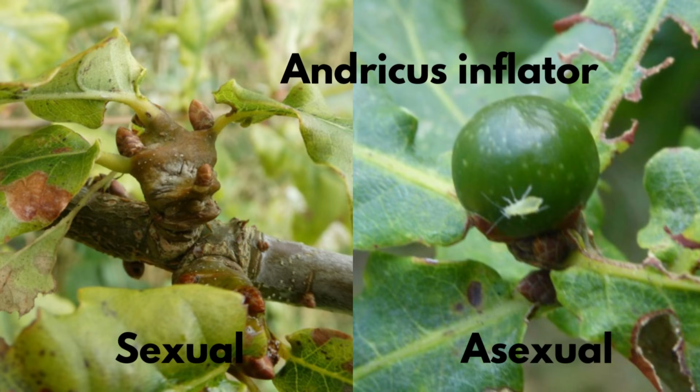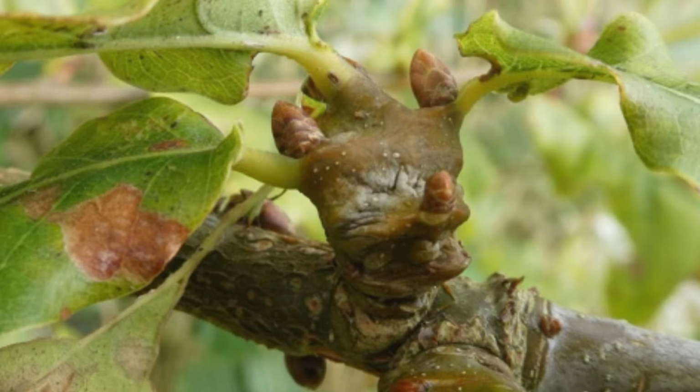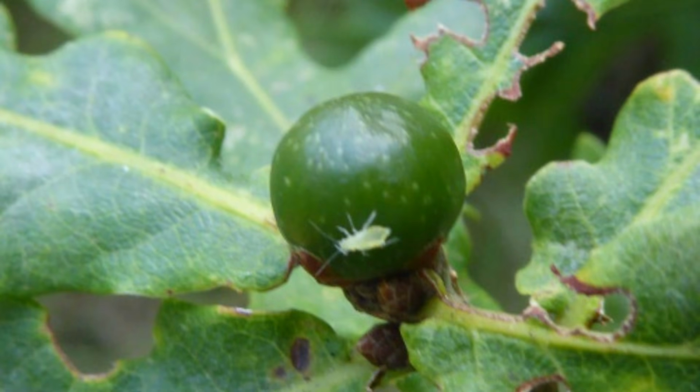So, what is the reproductive pattern of oak gall wasps like? In most oak gall wasps, the sexual generation gall develops in the spring or early summer, whereas the asexual generation gall develops through the summer and autumn of the same year. What a miraculous reproductive pattern.